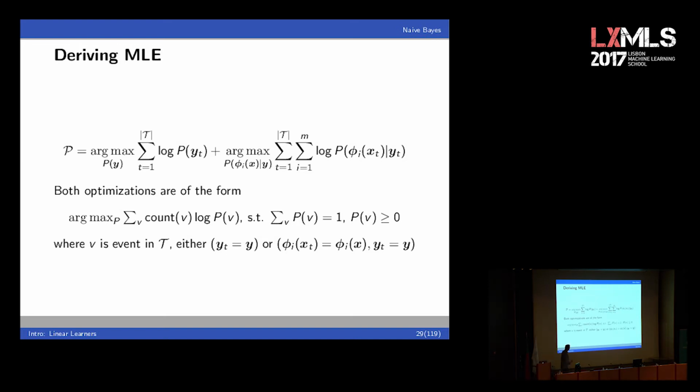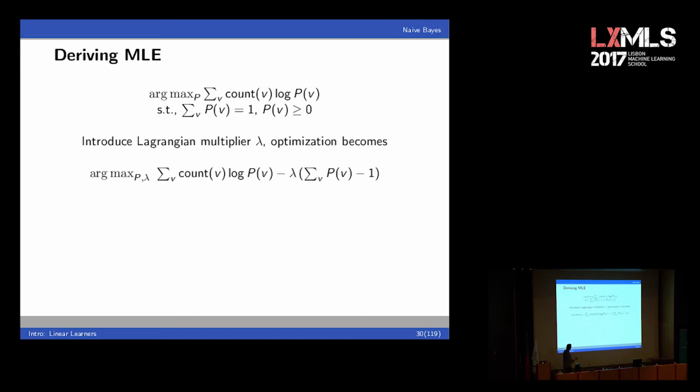We reformalize the problem a little bit more by looking at those two terms and seeing that they both have the same form. Namely, we have a sum over events, count of event, log probability of event, and constraints. And the event is either a label instance or a feature instance. And for this form of objective, now we do constraint optimization.